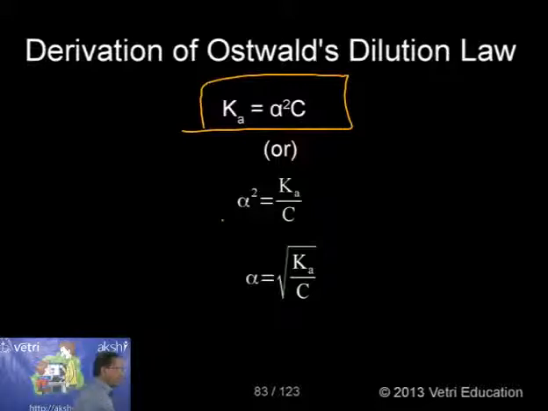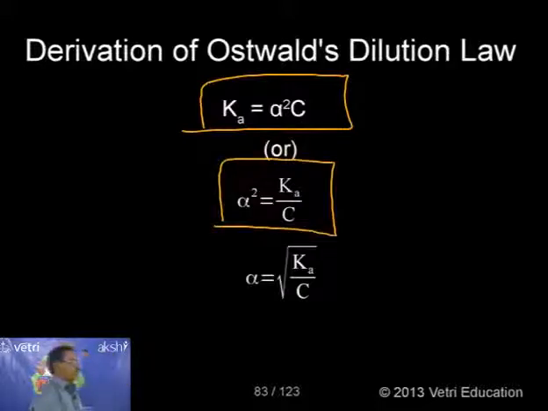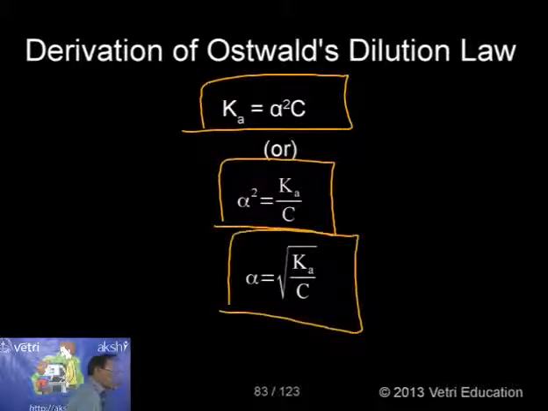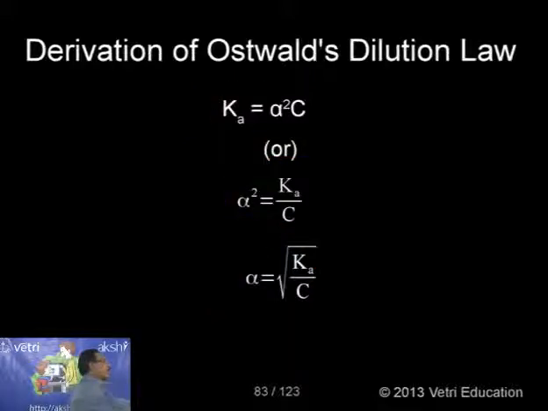So I can rearrange. What is alpha squared? Alpha squared is equal to Ka by C. What is alpha? Alpha equals the square root of Ka by C. This is very interesting information. Kindly follow. I am getting an equation relating alpha, the degree of ionization, Ka, the ionization constant of an acid, and C, the concentration. This is the most important information regarding Ostwald's dilution law for a weak electrolyte, in this case a weak acid.